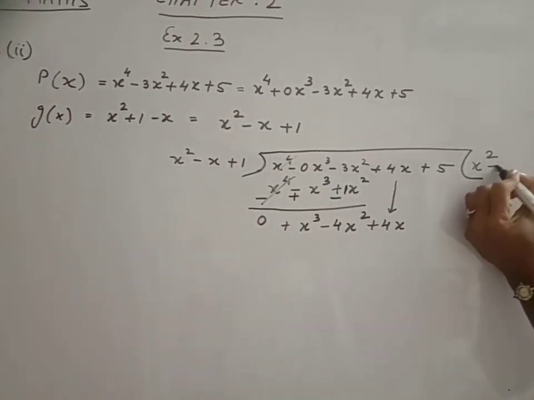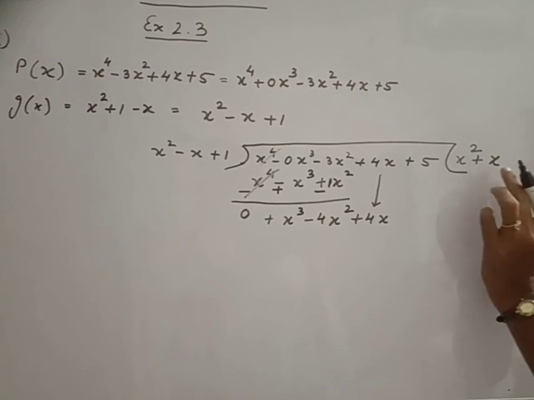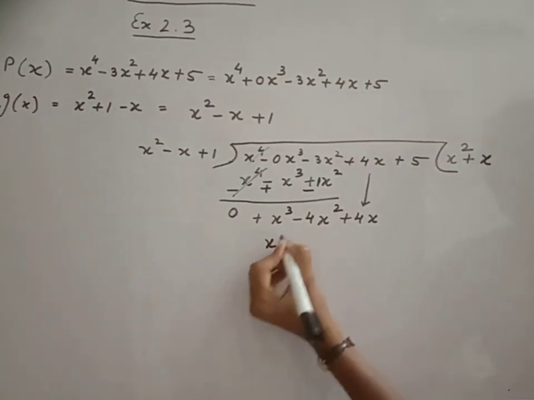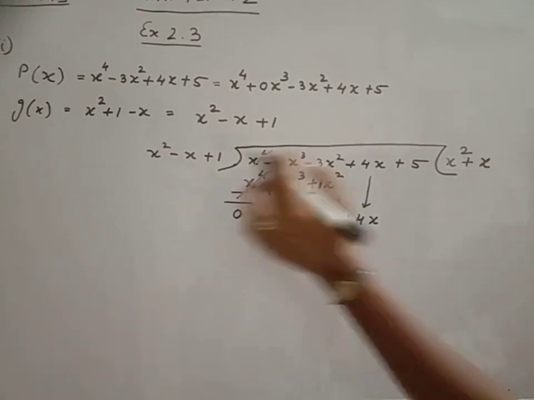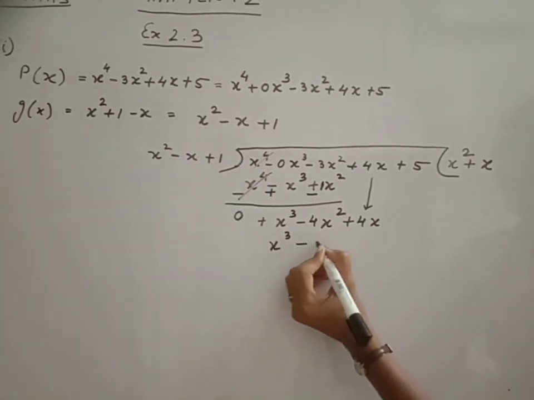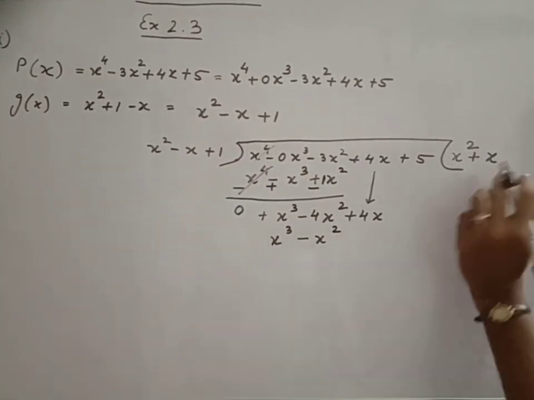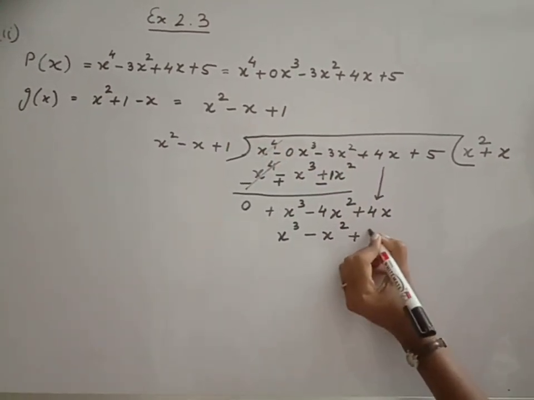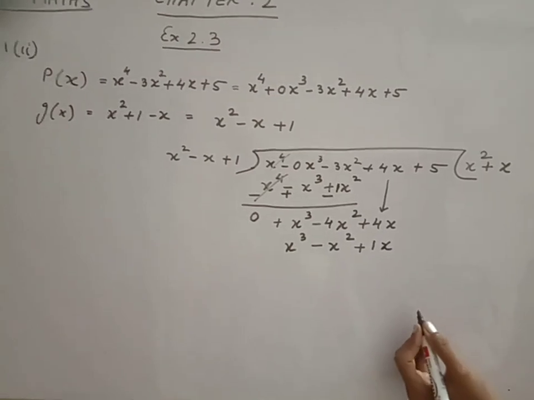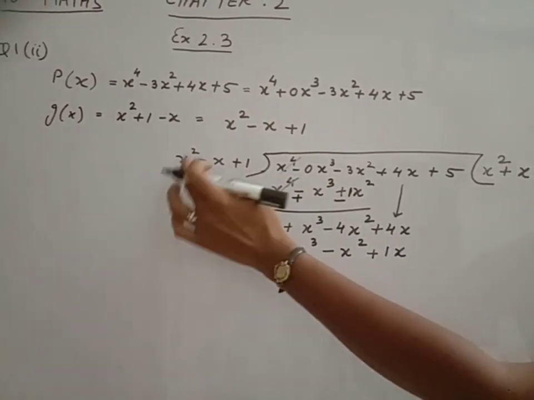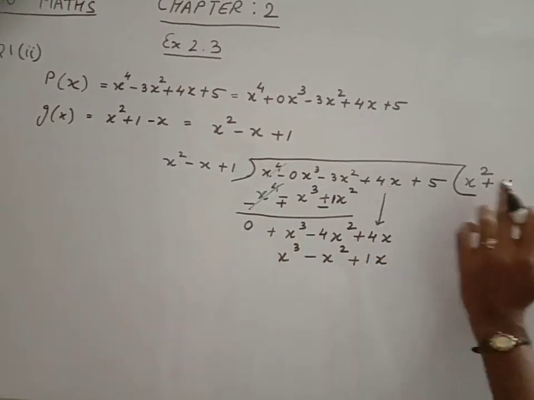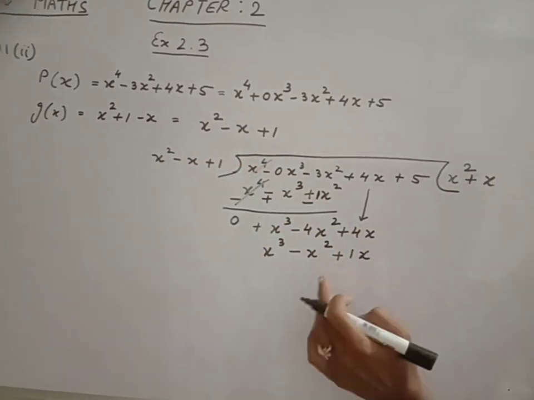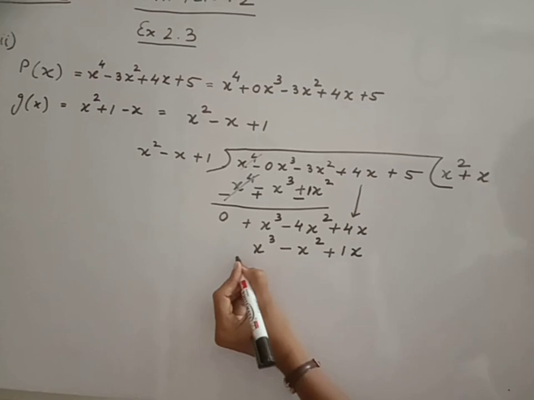Okay, now what should be multiplied to x square to get x cube? Answer is plus x because x into x square is x cube. So x cube, x into minus x square, x into plus 1, plus 1x. Again, x square into x cube. Then minus x into x square. 1 into x, 1x. Change the sign.